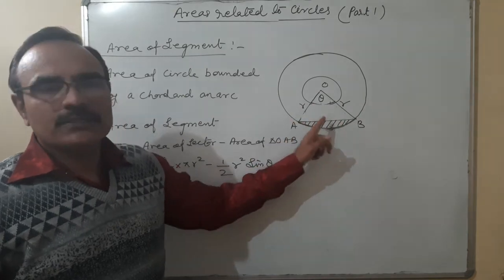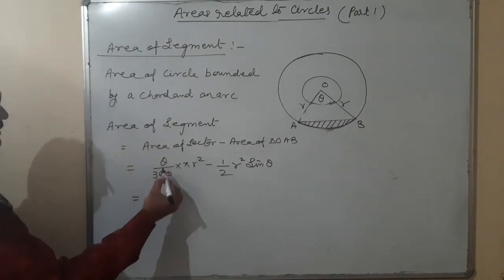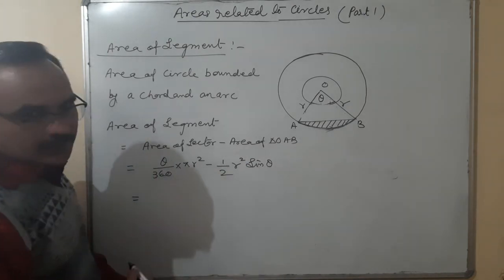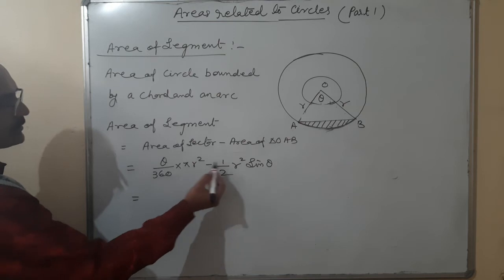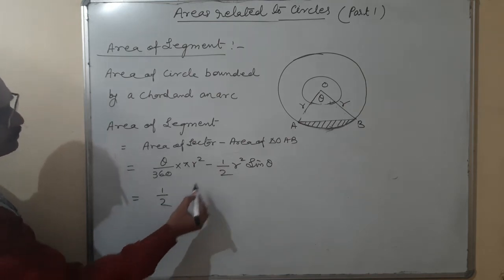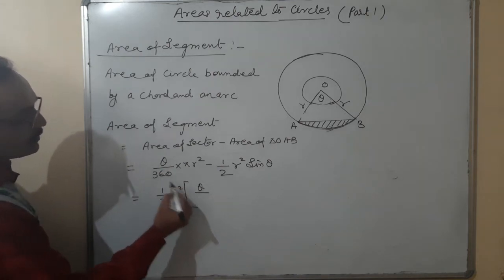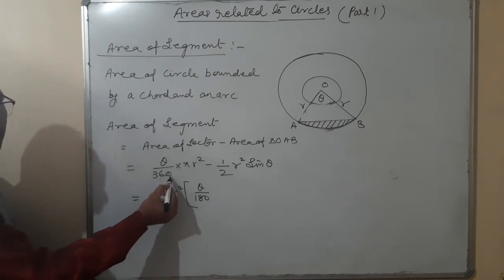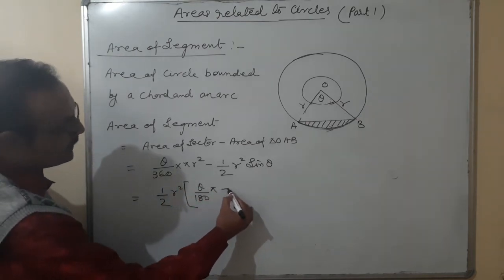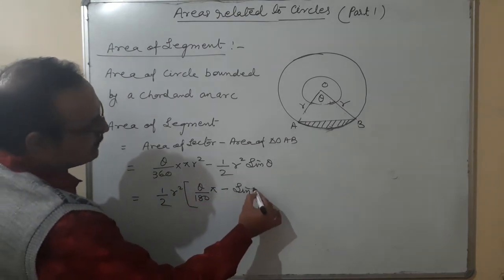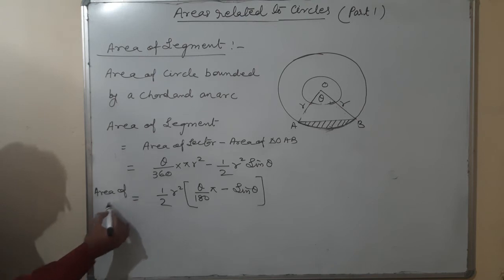1 upon 2 r square sine theta. Let me tell you how this 1 upon 2 r square sine theta is coming. First you see this: theta upon 360 pi r square minus 1 upon 2 r square sine theta. Okay. Make a simplified term of it. Then something I will take common here. R square is common and 1 upon 2 is also common. So I'll take 1 upon 2 r square common. It is coming theta upon 180 pi, because out of 360 I have taken 2 common from the denominator, minus 1 upon 2 r square common, this is sine theta. So you remember this as the area of segment.